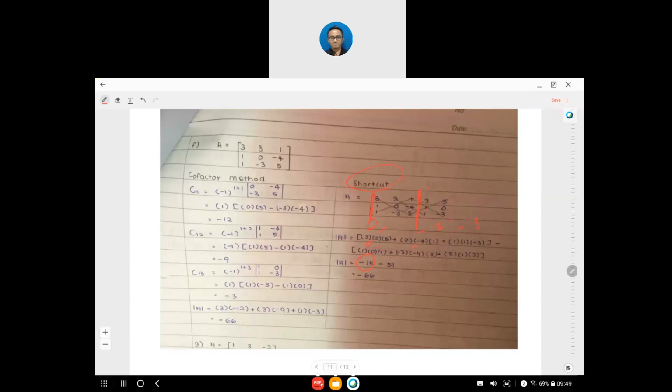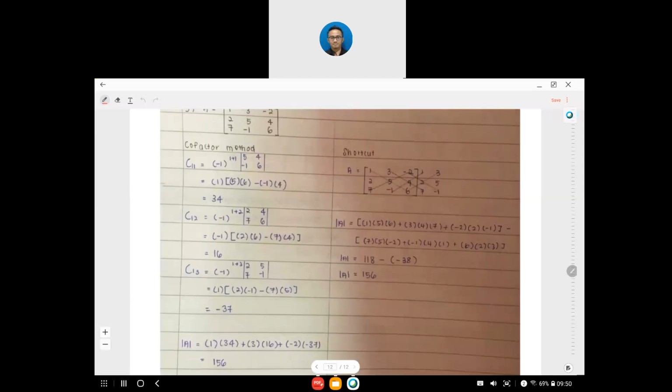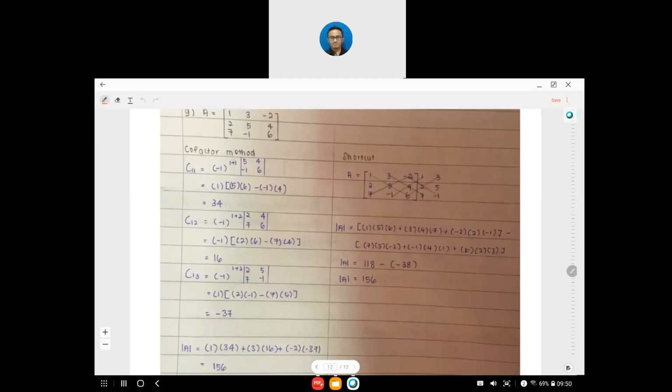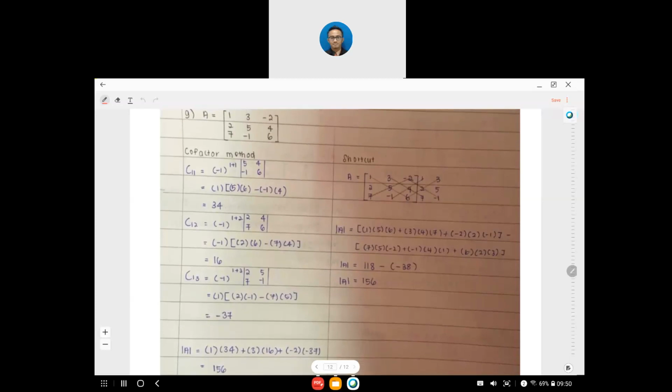12 times by 3, 36. Okay, and then 5 times 1 times 3 equal to 15. 0 plus 36 plus by 15, so you can get 51. Okay, so negative 15 minus 51, so you can get negative 66. Boleh? Okay, next, our last question, G. Okay, so this one also same thing.